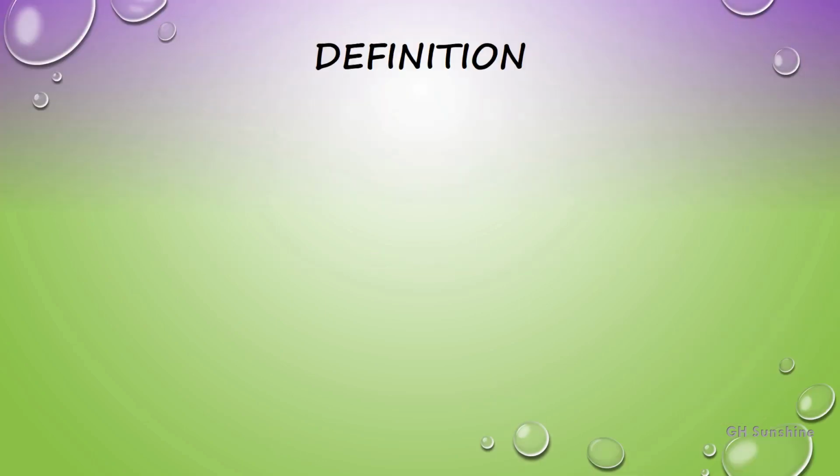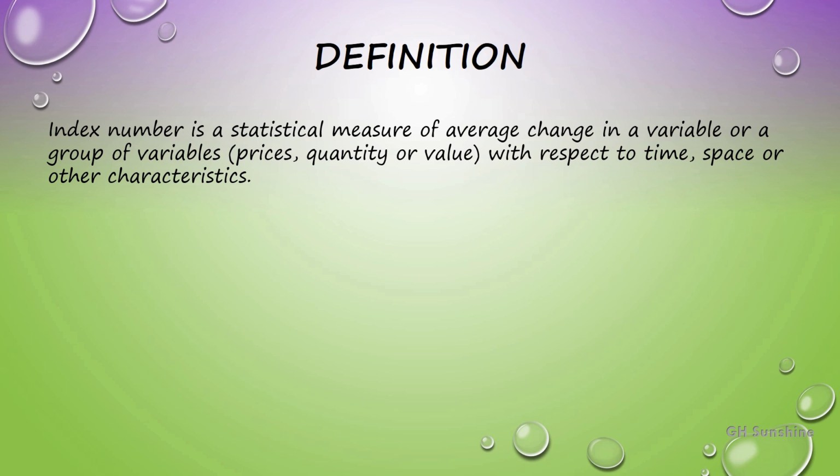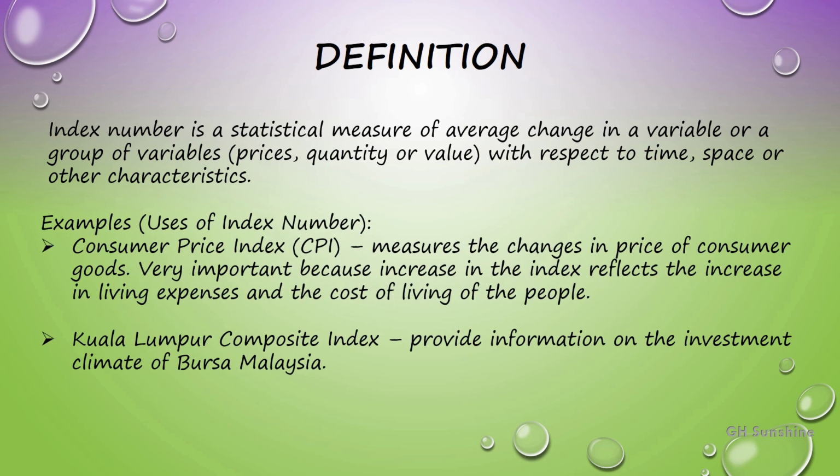Today we discuss index number. First we look at its definition. Index number is a statistical measure of average change in a variable or a group of variables, which is price, quantity, or value with respect to time, space, or other characteristics. Look at example use of index number.